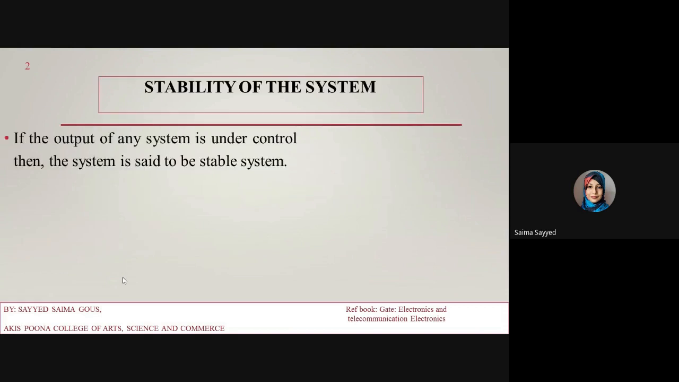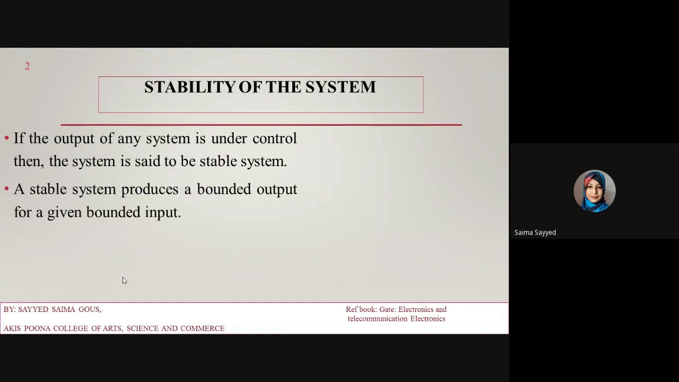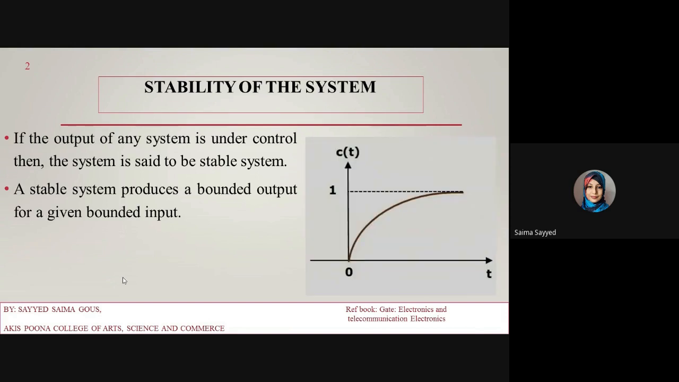So first, stability of a system. When is a system said to be stable? If the output of any system is under control, then the system is said to be stable. A stable system produces a bounded output for a given bounded input. That means this is also called the bounded input bounded output stability criteria.